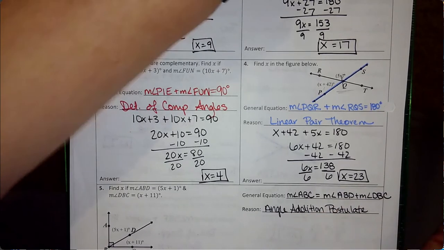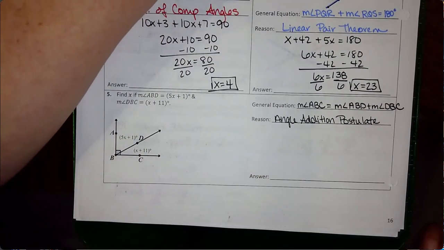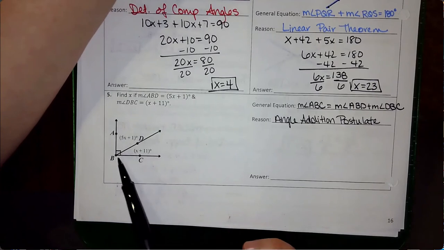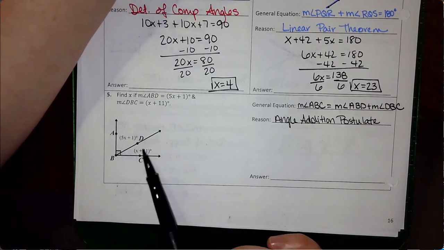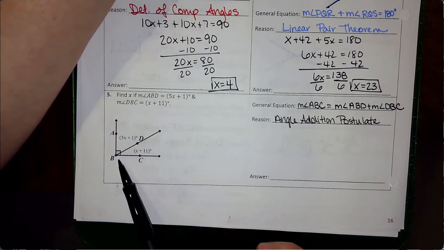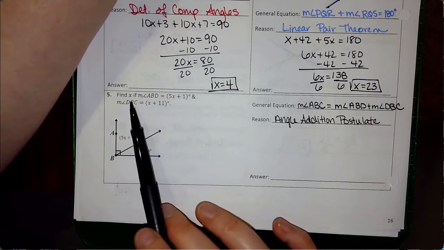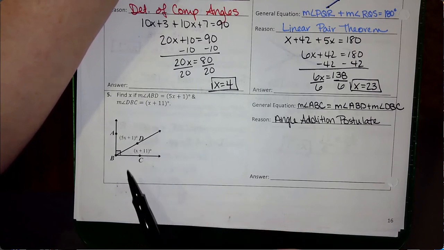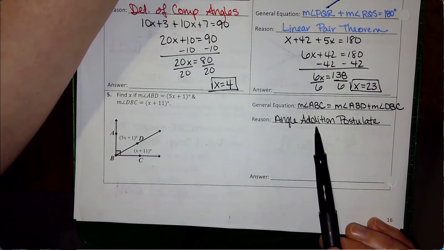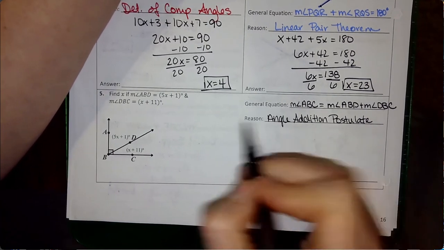Last but not least, we have number 5. Number 5 is a problem where we have this set of angles, and these two angles here that are parts add up to be the whole. There is a 90 degree angle, but we discussed in class that if there is no mention of complementary in the problem given to you, you cannot use definition of complementary angles. You must use angle addition postulate. Therefore, we're going to plug in what we know.